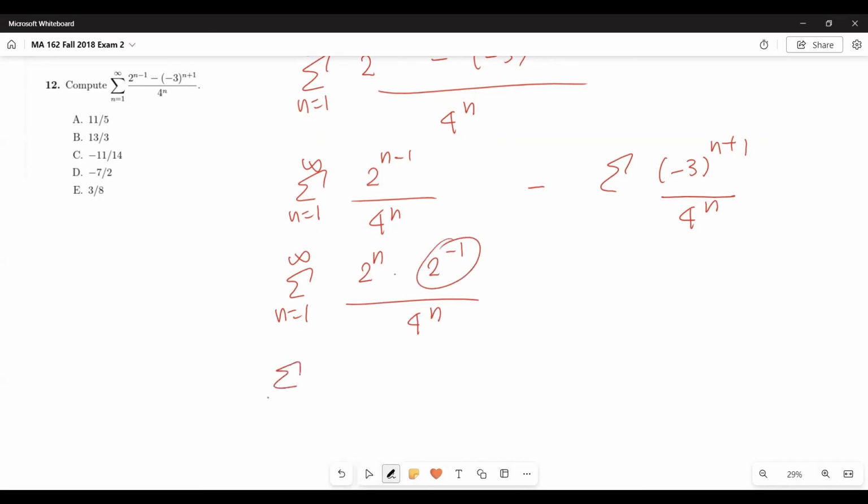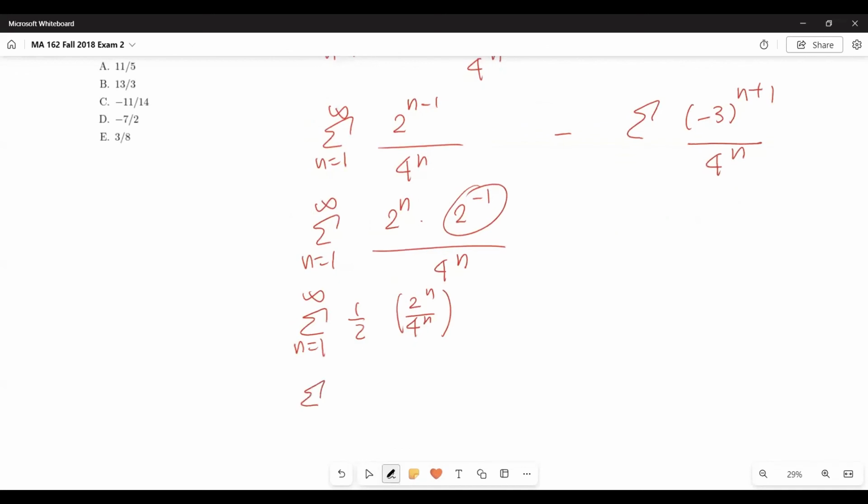This can be written as the sum from n equals 1 to infinity of 1 over 2 times 2^n over 4^n. The 1 over 2 can come out because it's just a constant, so it can come out of the series in front of the sigma. So that's 1 over 2 times the sum from n equals 1 to infinity, and this can be grouped as (2 over 4) to the nth power.